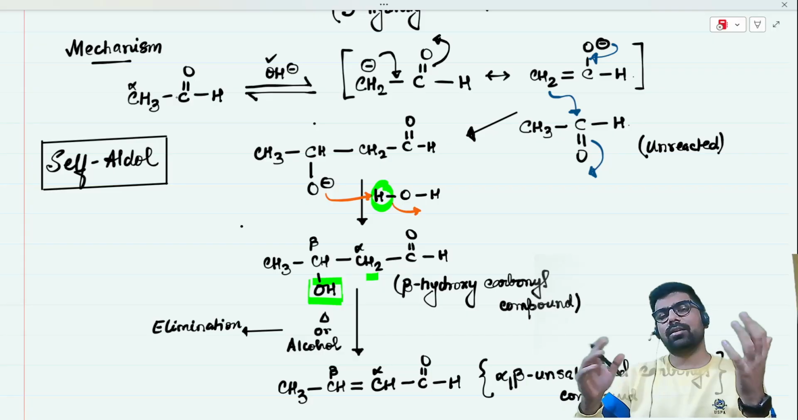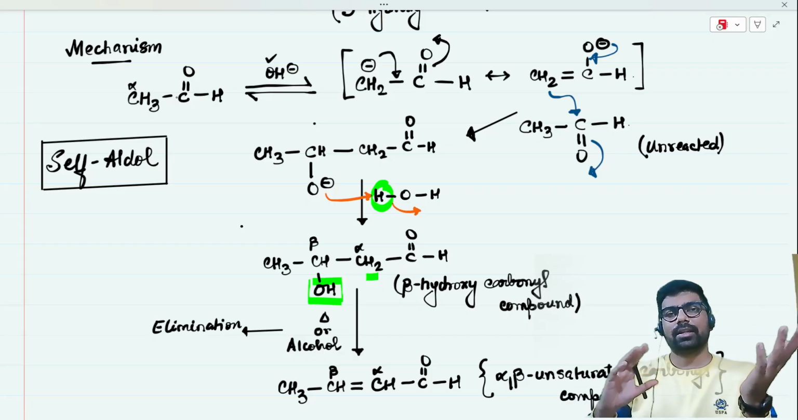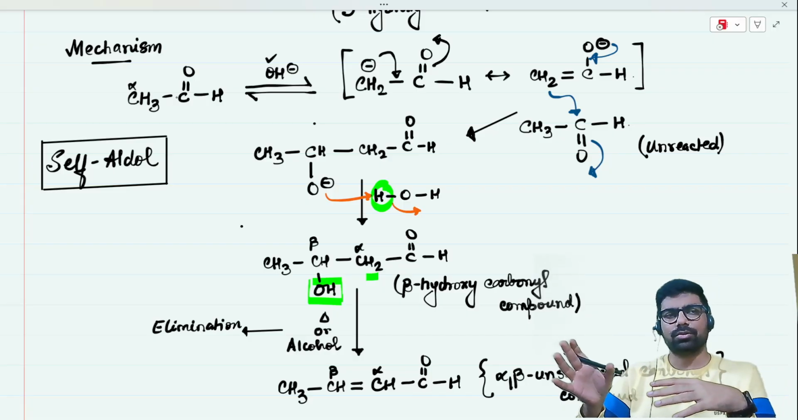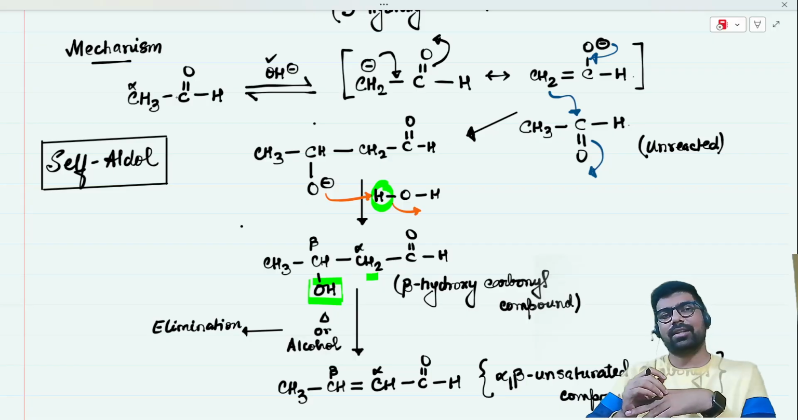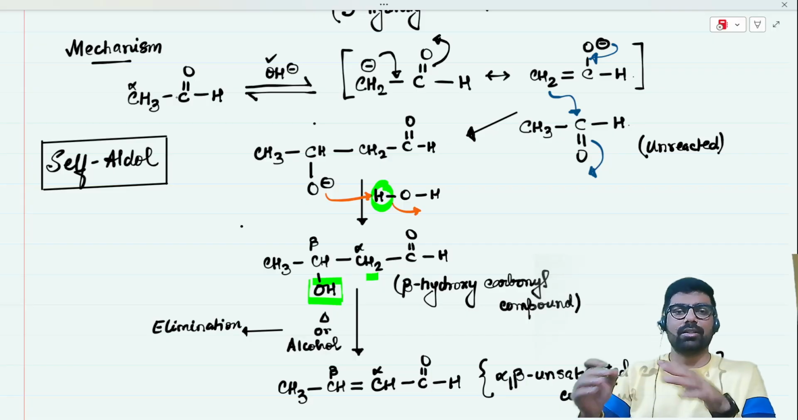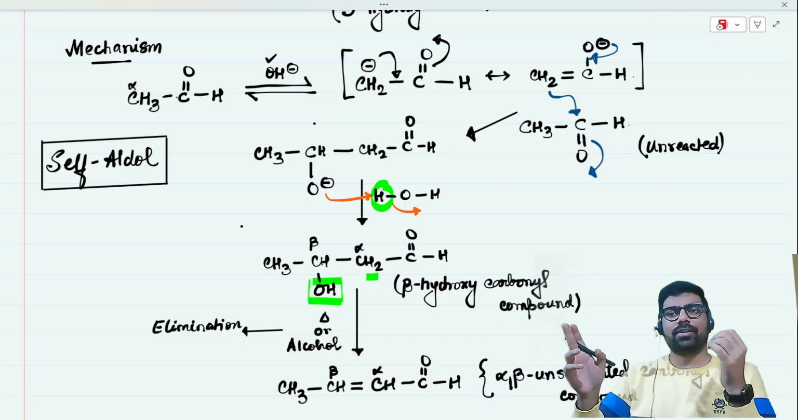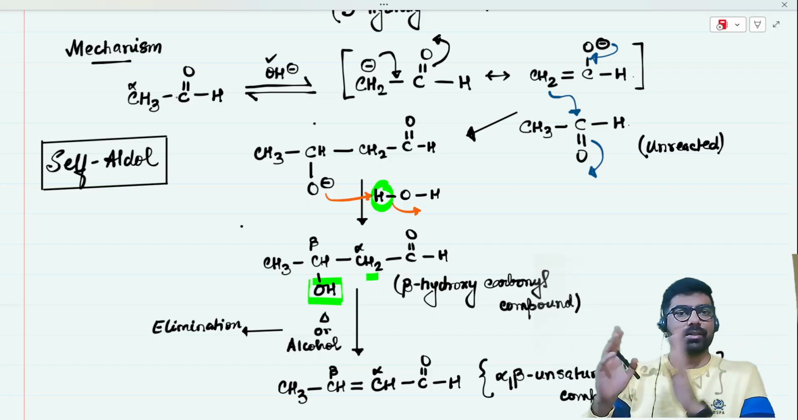So whenever in the questions you see an aldehyde or a ketone, and with that you see OH minus, or in the product you see a beta hydroxycarbonyl compound or alpha beta unsaturated carbonyl compound, always try to think of aldol condensation, that this is a very good possibility.